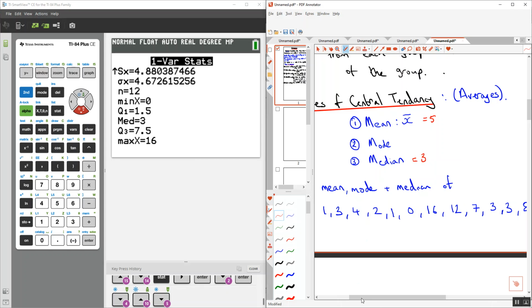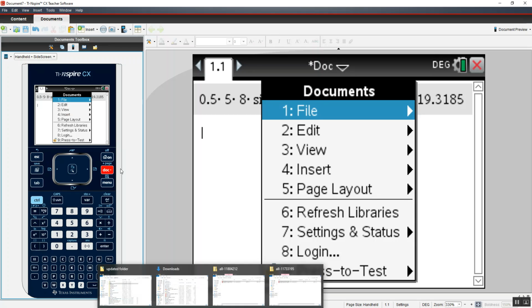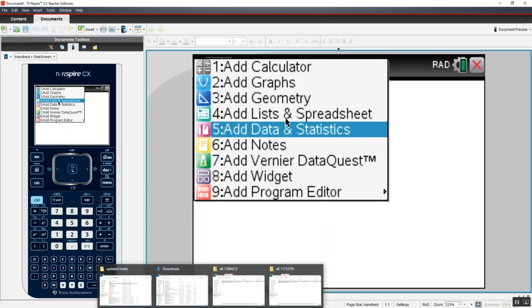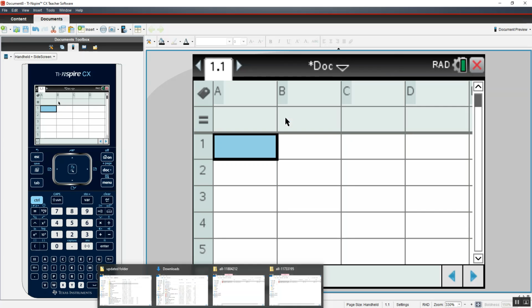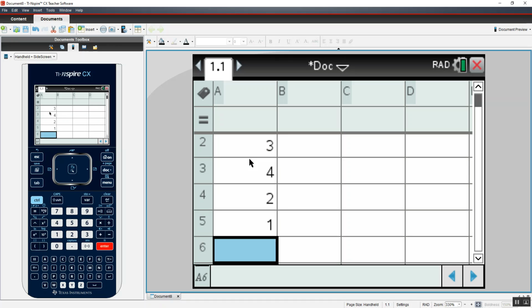All right, now on the Inspire, how do we do it? Okay, so we want doc, we want new document, and we want to add list and spreadsheet. I think. Who knows? Okay, so we're going to put all our data into our spreadsheet. Frankie, just read them all out there for me, will you? 1, 1, 3, 4, 2, 1, 0, 16, 12, 7, 3, 3, 8.